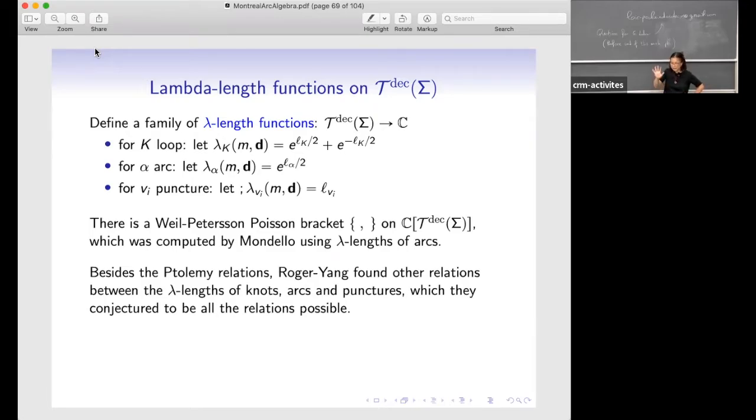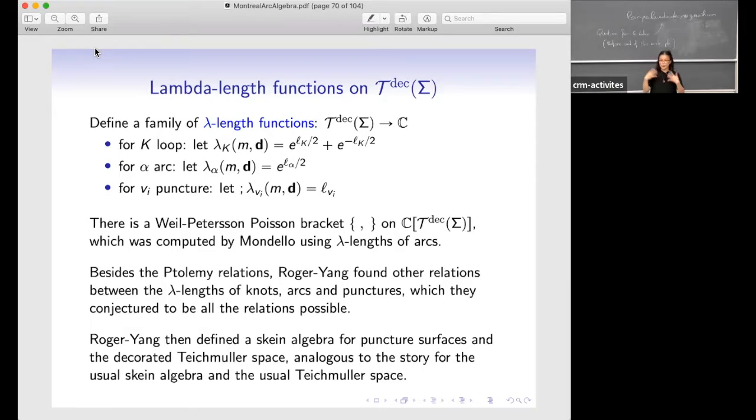Okay, so Roger Yang at this point was like, I want to do the same thing as before with the quantum Teichmuller space, but now for decorated Teichmuller space. And so he looked at all these. So now instead of just a trace function of a loop, you have arcs and punctures. And he looked at the hyperbolic geometry, and they found all sorts of relations. And based on these relations, they conjectured that they were all of them. And they used these relations to come up with skein relations that mimic the skein relations over there.